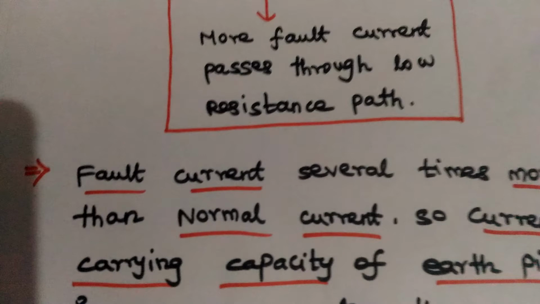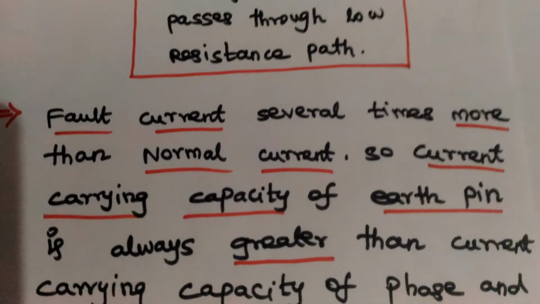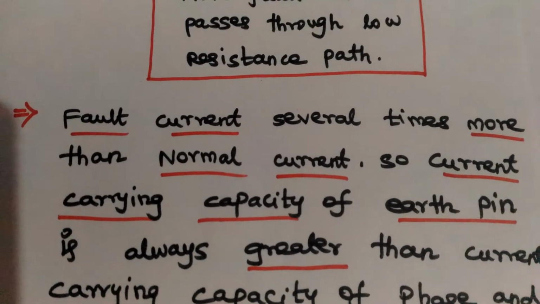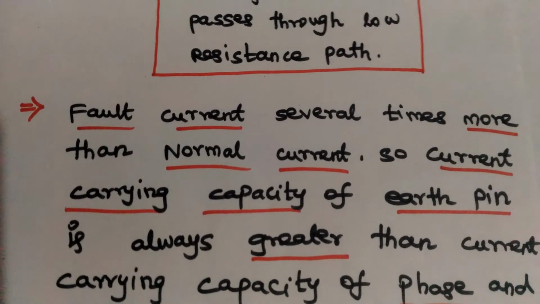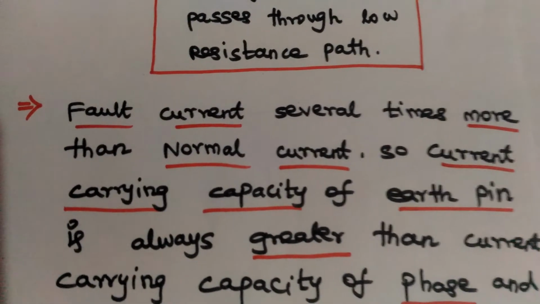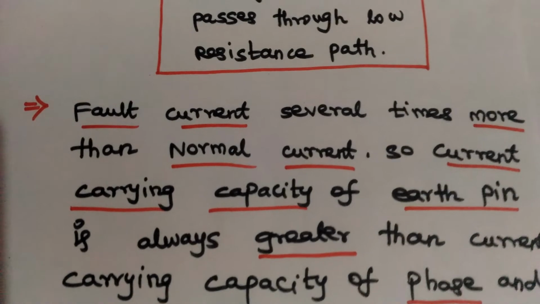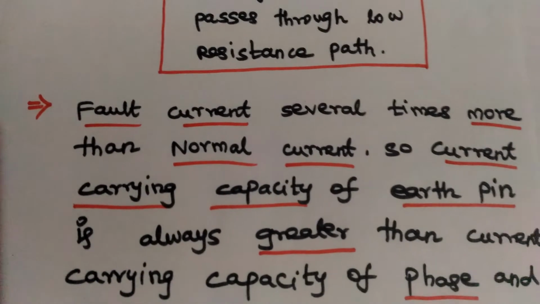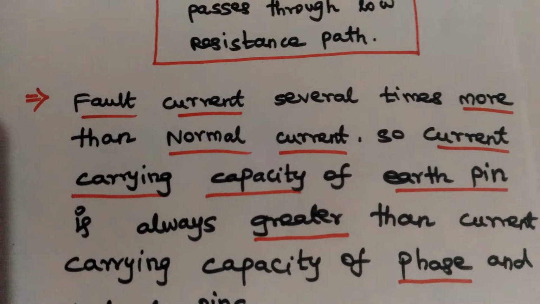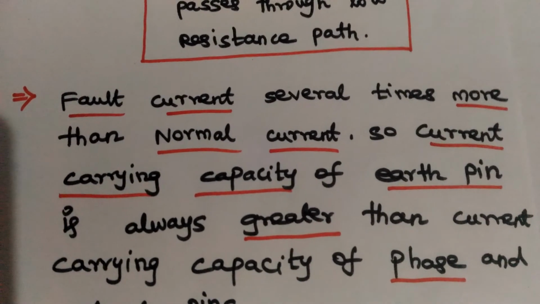Next, the current carrying capacity of the earth pin is normally greater than that of the phase and neutral pins. Under faulty conditions we get the leakage current, and the fault current can sometimes come from the appliances. That fault current is also grounded through the earth pin.